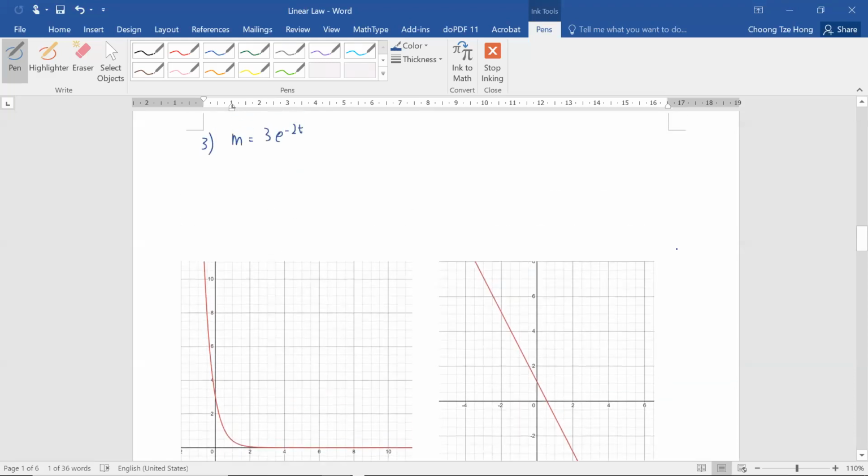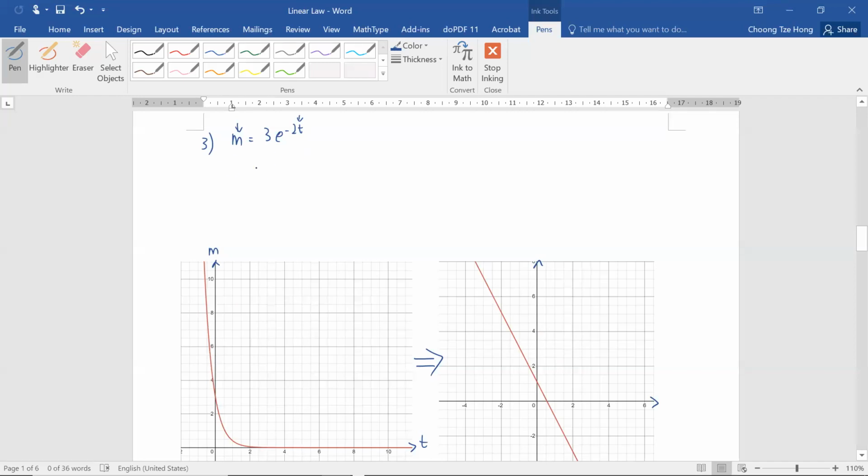So what is on the vertical axis? What is on the horizontal axis for this graph? By now you should be able to guess these are the variables. If you plot m against t, you will get an exponential graph that goes downwards. Then what is the change in the vertical and horizontal axis that we must make in order to turn it into a straight line?